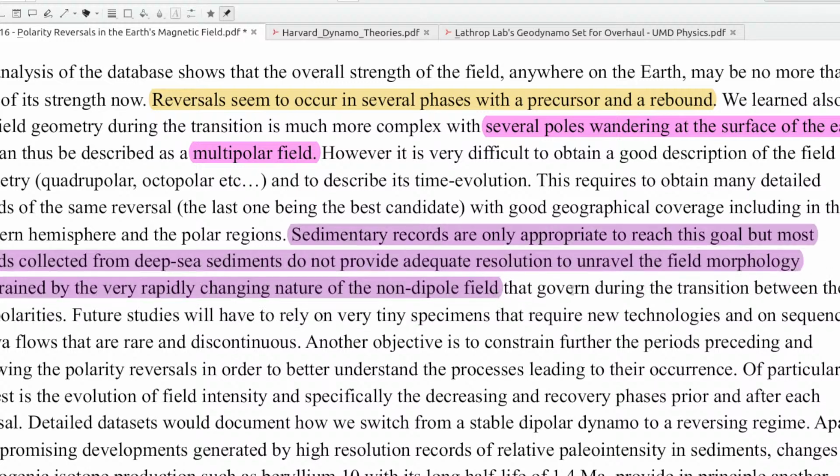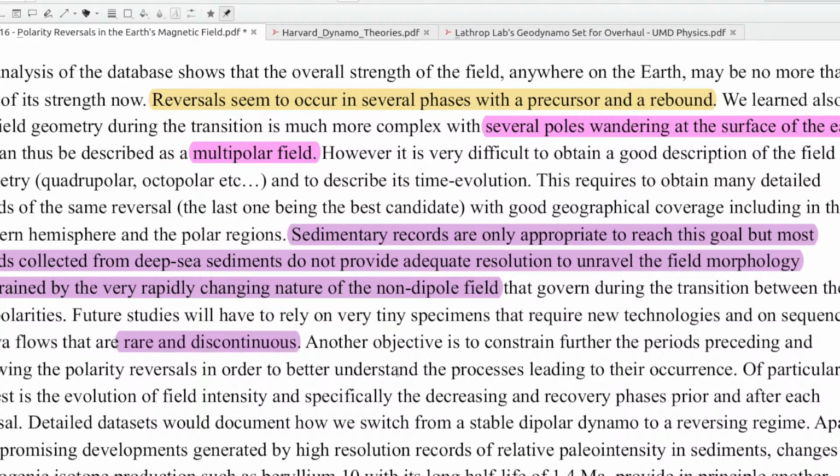That's hilarious. That govern during the transition between the two polarities. Future studies will have to rely on very tiny specimens that require new technologies and on sequences of lava flows that are rare and discontinuous.